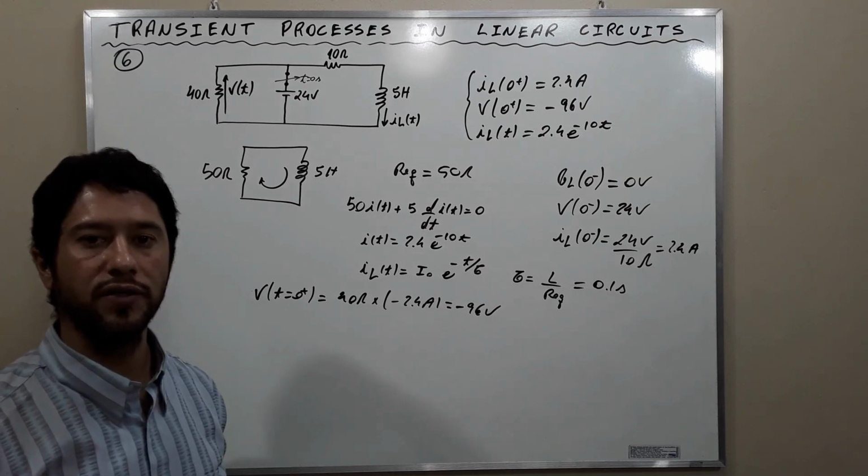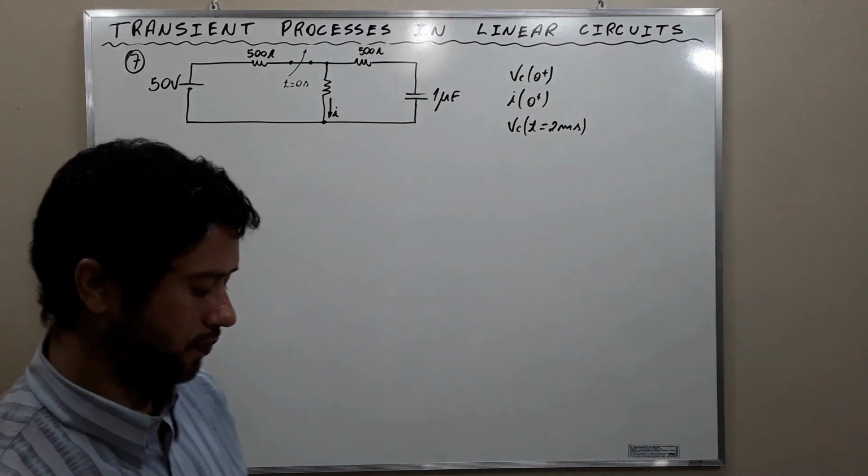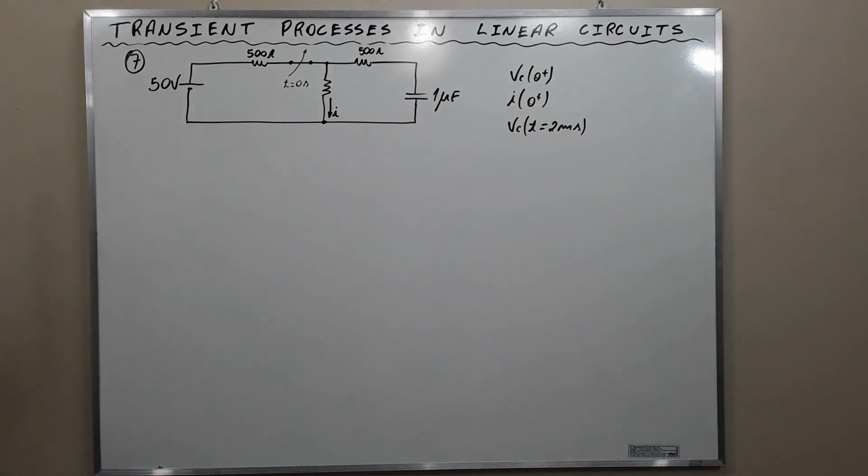Let's work on exercise 7 now. Question number 7. For the circuit of the figure, the switch was kept closed for a long time before being opened at t equal to 0. Determine Vc of 0 plus, I of 0 plus, and Vc at t equal to 2 milliseconds. Okay, my friends, that's the exercise. Let's go to the solution.